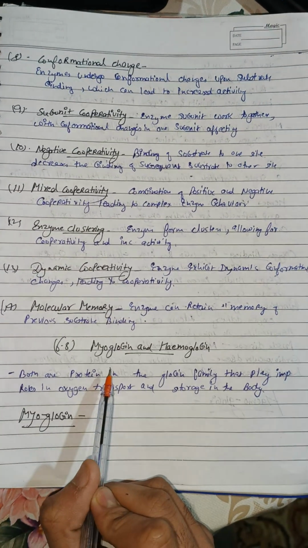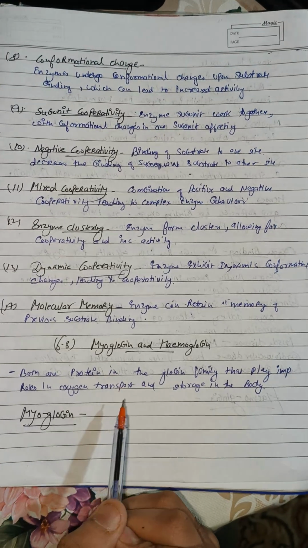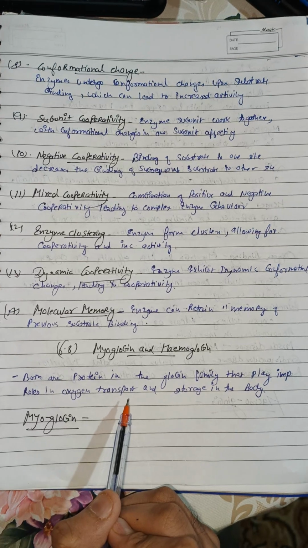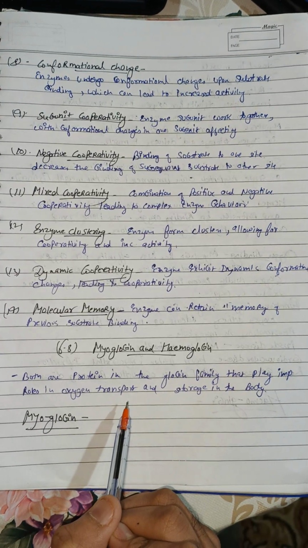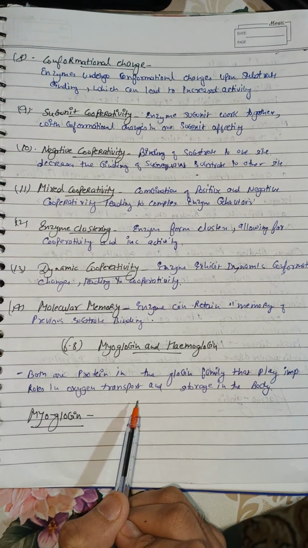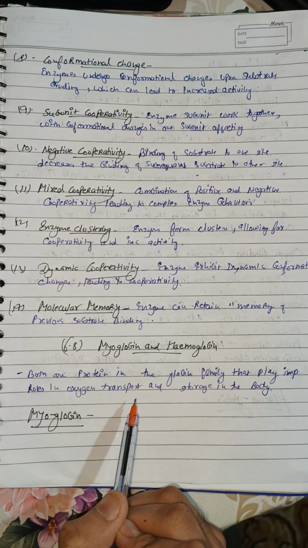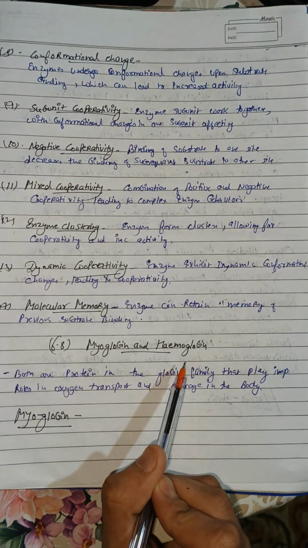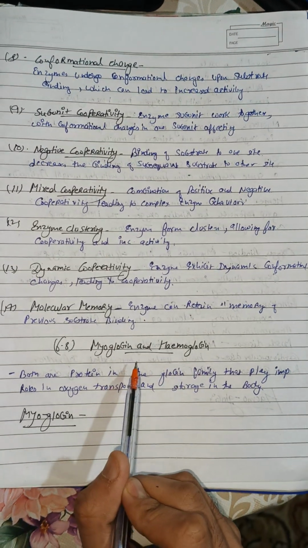My second topic is about myoglobin and hemoglobin. Myoglobin and hemoglobin are both proteins. They belong to the globin family, which plays a very important role in oxygen transport and storage in the body. Our oxygen delivery mainly occurs by myoglobin and hemoglobin. Hemoglobin is in the form of RBC and myoglobin is in skeletal muscle.